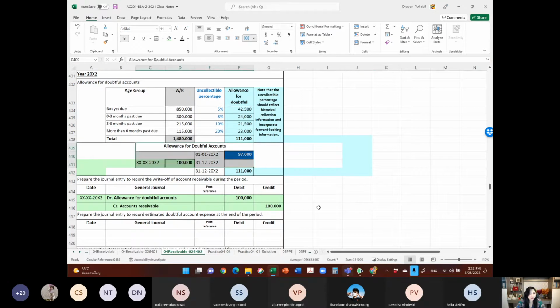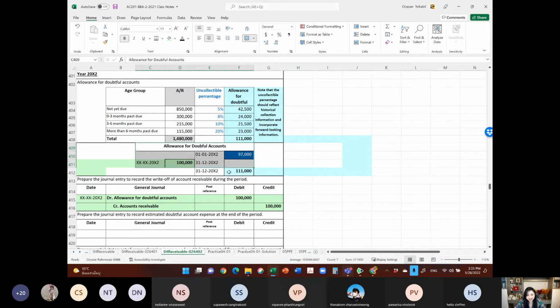So in this situation, did you underestimate the expense or overestimate the expense? Underestimate. Okay, so you underestimate. How much do you have left? You're starting out with 97, and then you reduce the balance by 100. So how much do you have left? Negative 3,000. Okay, so you have negative 3,000.